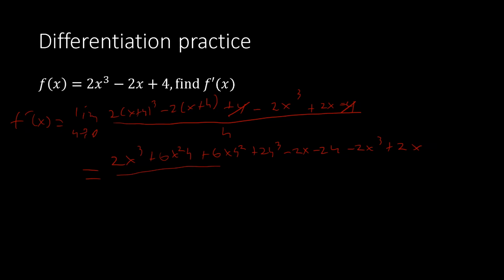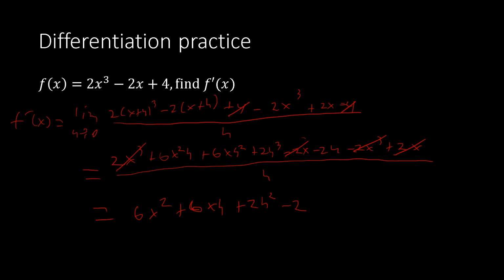Okay, let's start canceling. So 2x cubed is going to cancel with 2x cubed over here, and 2x here is going to cancel with this 2x. Now everything that we have left has h in it, so we can just divide everything by h. So we're going to cancel an h with all of these terms, so 6x squared plus 6xh plus 2h squared minus 2.